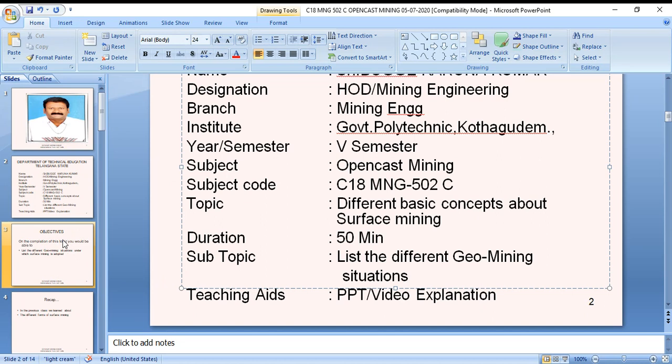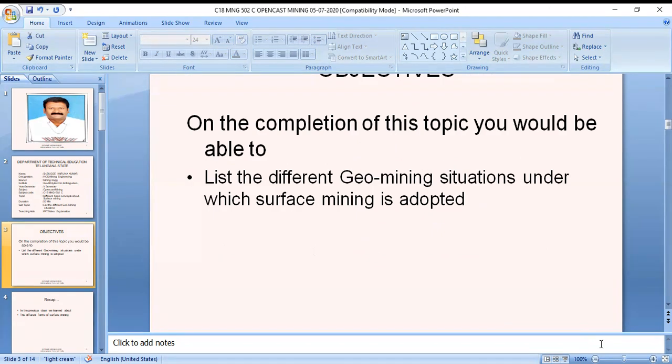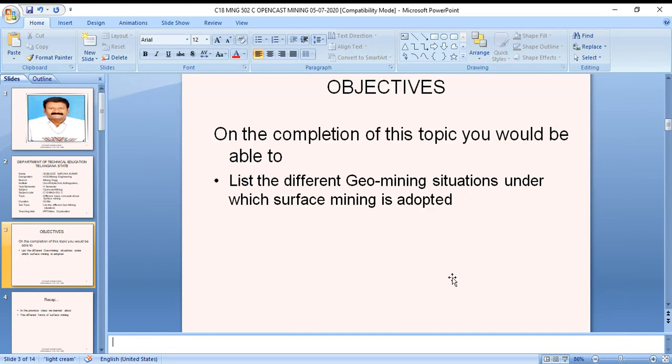Coming to the basic objective of this topic, it is particularly about the geological conditions we are going to learn in this complete lecture of around 45 to 50 minutes. It will explain all the parts of the geological situations and mining situations, and the feasibility of this surface mining for different types of areas.